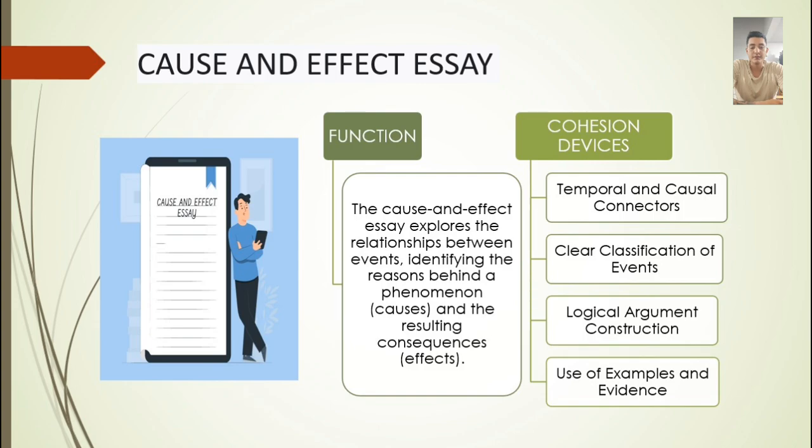Cohesion devices. Temporal and causal connectors: using words that indicate the temporal or causal relationships between events, such as due to, as a result of, therefore. Clear classification of events: organizing information so that causes and effects are clearly identified and related. Logical argument construction: developing a logical sequence of events, presenting causes before effects for clear understanding.